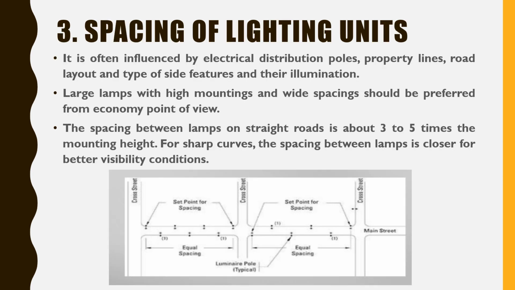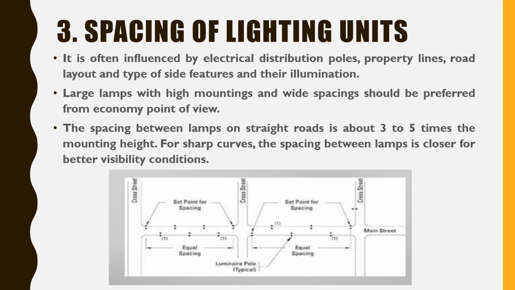Now next, spacing of lighting units. It is often influenced by electrical distribution poles, property lines, road layout, and type of site features and their illumination. Large lamps with high mountings and wide spacings should be preferred from an economy point of view. Here we have some values: the spacing between lamps on straight roads is about 3 to 5 times the mounting height.